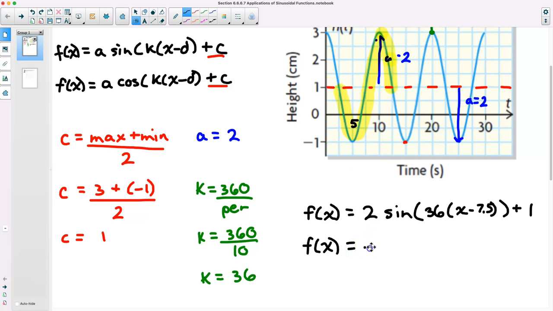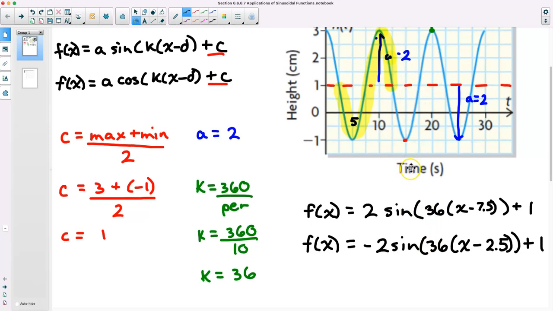So what we do is we stick a -2, and in this case, there's a horizontal shift of 2.5. And everything else stays the same as what we calculated earlier. So these are two perfectly fine examples that are going to give you the exact same function. So again, this is related to sine.